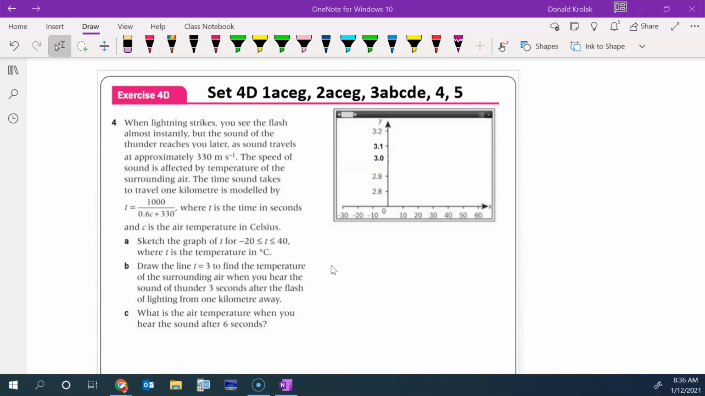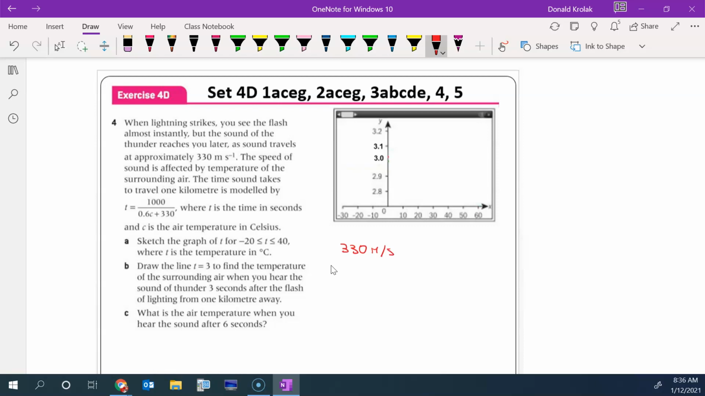Okay. So it says we see a flash instantly because light travels at the speed of light, but the sound arrives later as it travels at approximately 330 meters per second. So we know this is our sound, 300 meters per second.